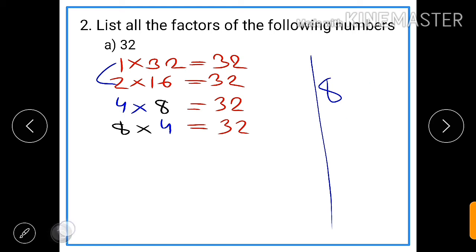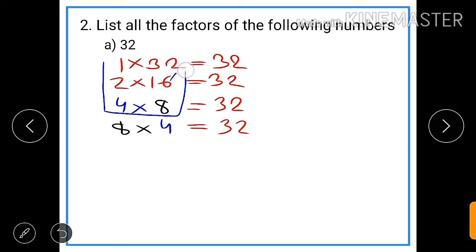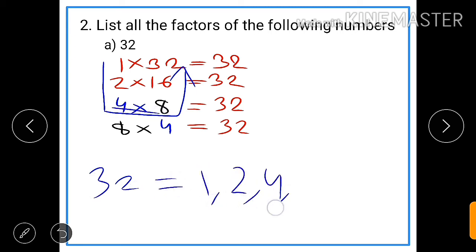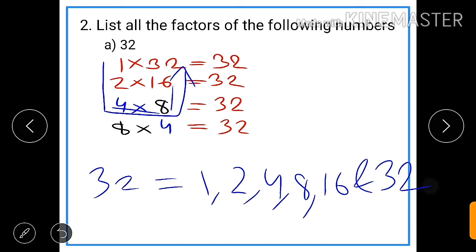How we will find out? We will start with 1, and we will move like this and we will go up. So our factors of 32 will be 1, 2, 4. After 4 is 8. Next is 16 and 32. So these are the factors of 32.